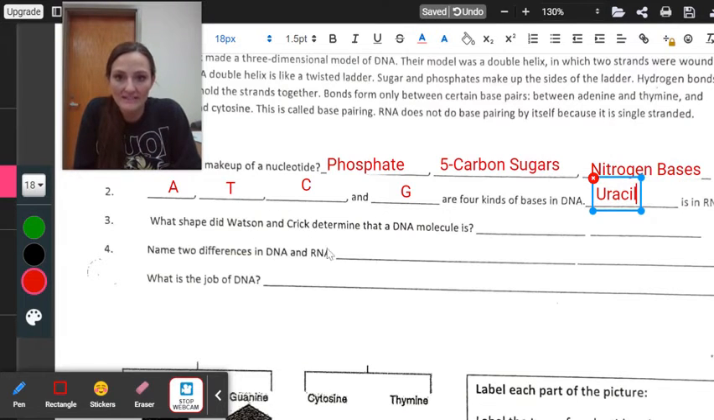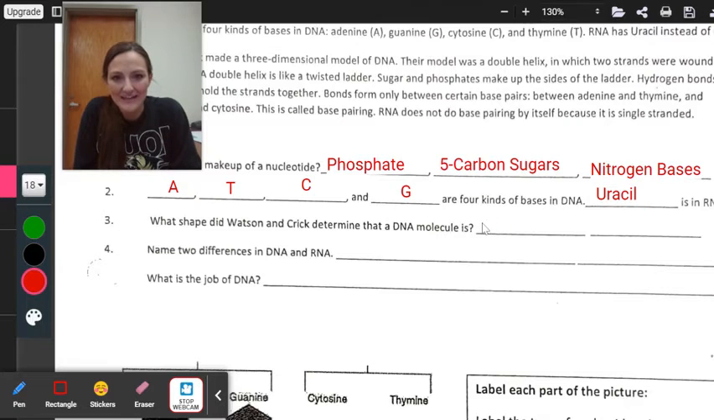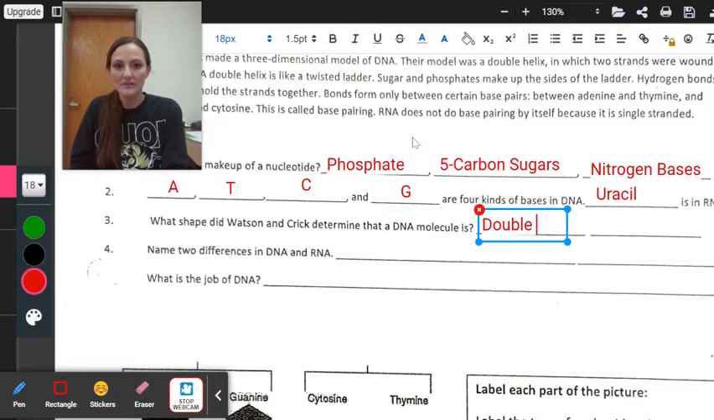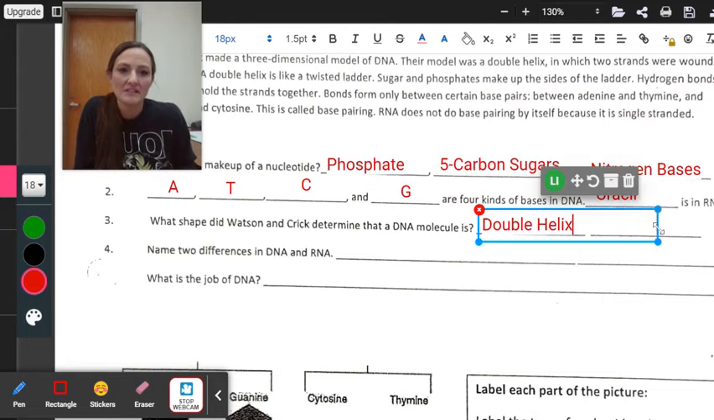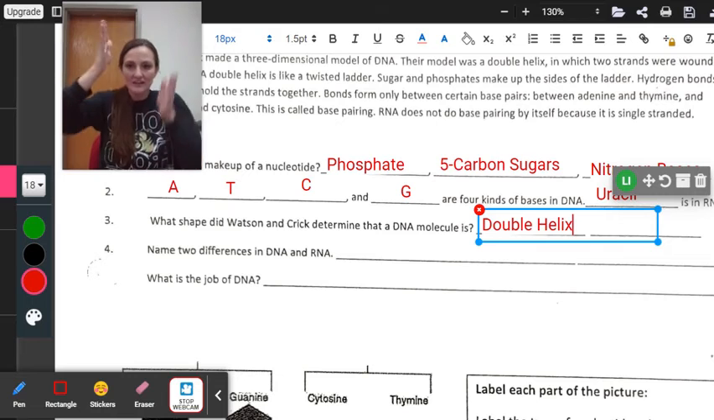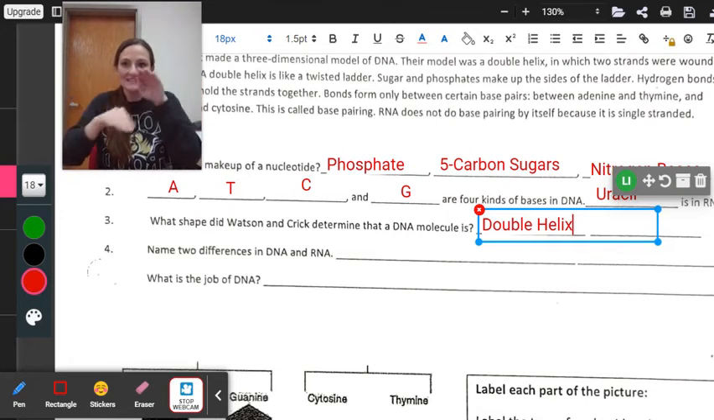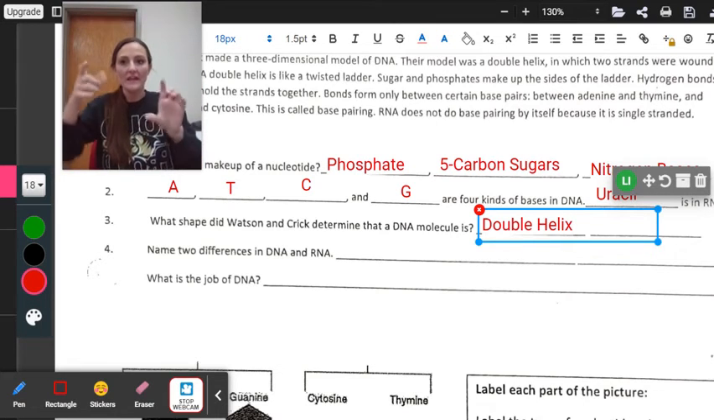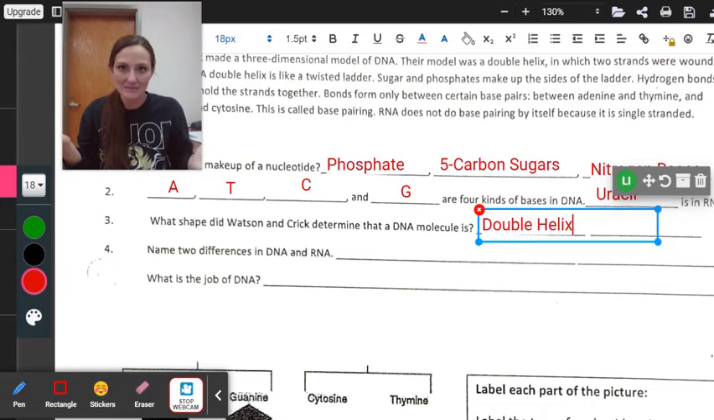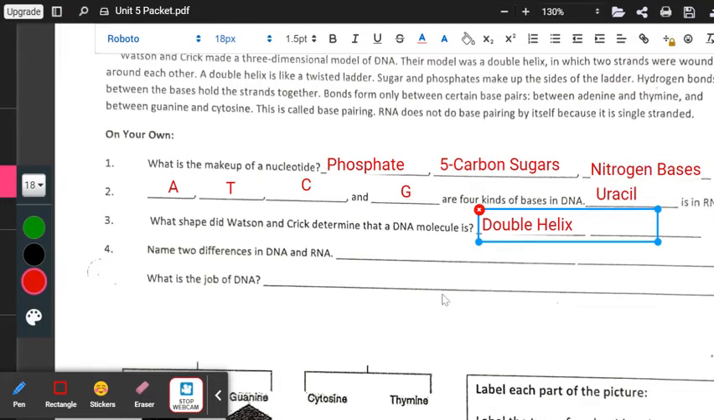All right, what shape did Watson and Crick determine the DNA model is? So there's a couple of choices that you could write here. Some people say twisted ladder. I prefer to call it a double helix. And that's probably a term that a lot of you have heard before. Basically, the only reason people call it a twisted ladder is because DNA looks like a ladder. It's got the parts on the side where you would put your hands and then the rungs in the middle where you would climb up. And if you take a ladder and you turn it and twist it, it looks just like a double helix. So that's why people call it a twisted ladder.